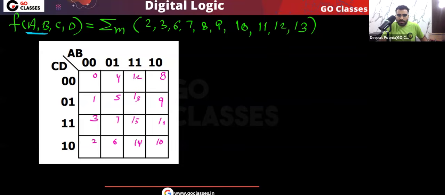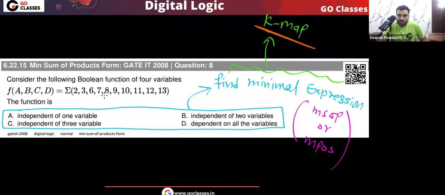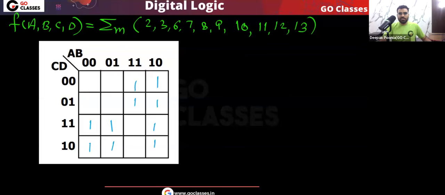Now you can easily fill the K-map. So let's fill it. You can see 2, 3, 6, 7. This is 0, 1, 2, so this is 2, this is 3. Then 6, 7. You can see 4, 5, 6, 7. Then 8, 9, 10, 11. Then 12, 13. So you can see this is the minterm list 8, 9, 10, 11, 12, 13, and 2, 3, 6, 7. We have filled the K-map.